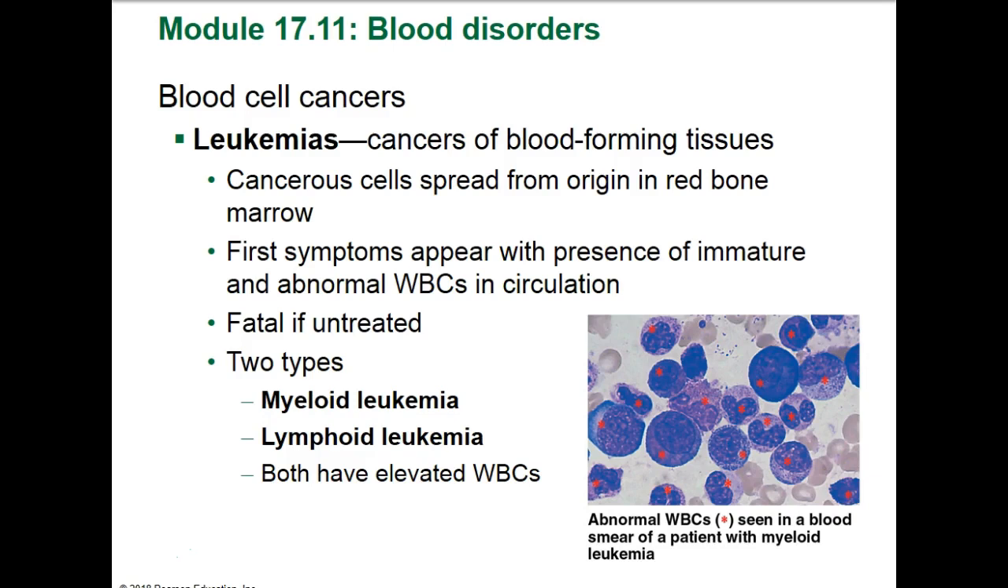Leukemias, cancers of blood-forming tissues. Cancerous cells spread from their origin in the red bone marrow. The first symptoms appear with the presence of immature and abnormal white blood cells in circulation. It's fatal if it's untreated. And there are 2 types, myeloid and lymphoid leukemias. In both cases, you have elevated white blood cells.